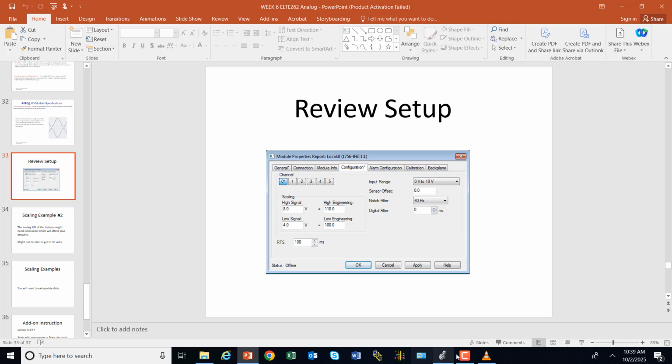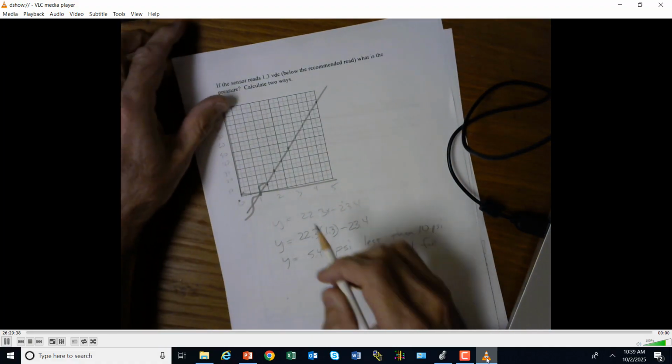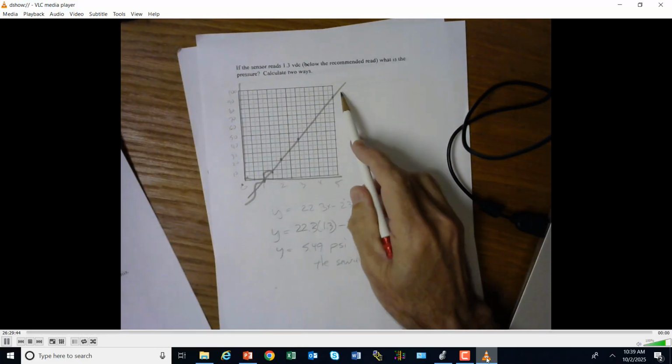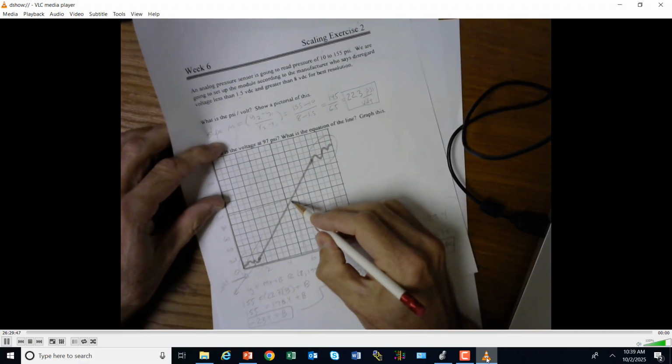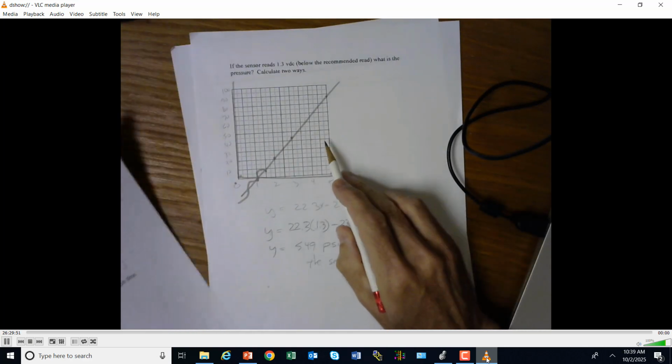So if we take this a step further and it says, if the pressure reads 1.3 VDC, and basically what I did right here is I took my line and I just made it a little bit bigger. So this goes up to 100. So basically I just kind of chunked out this part here and threw it on here.